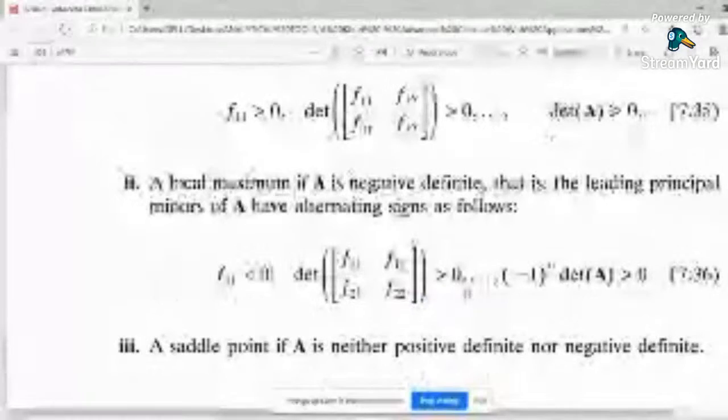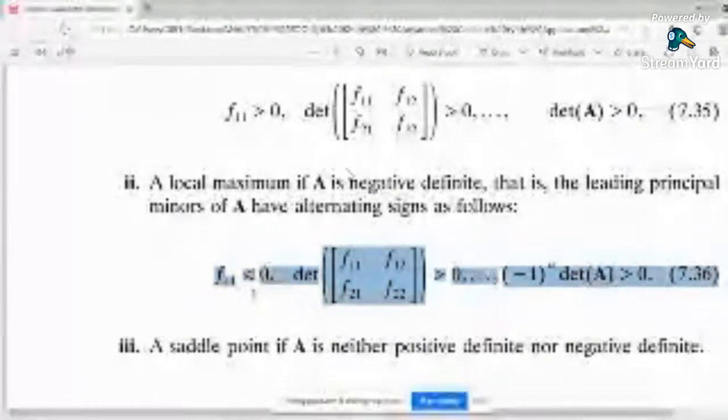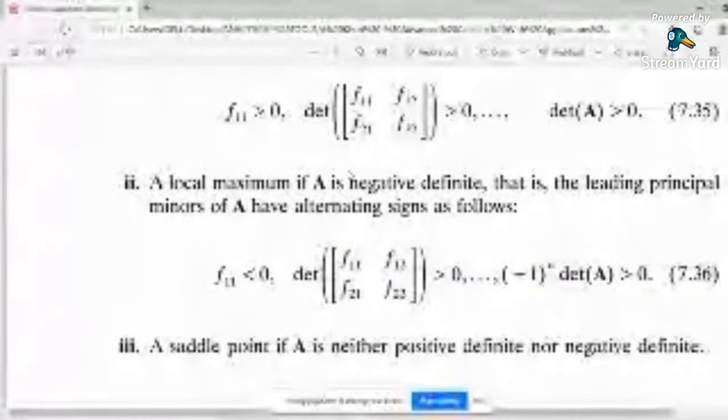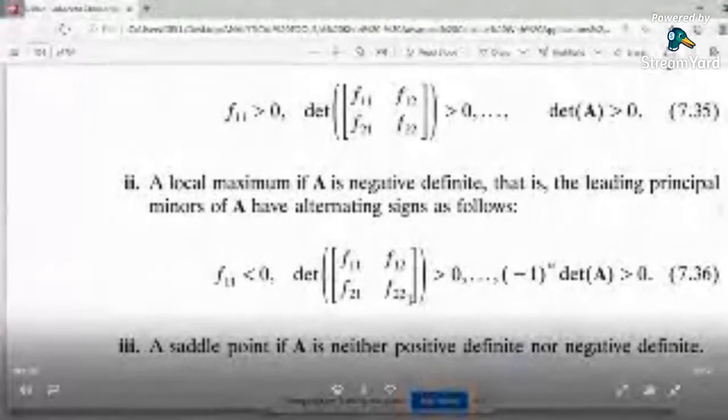So for the next condition, similarly, we can say for the second condition that here we have to note that this is not all less than 0. When we say that the matrix is negative definite, the first element is negative, the determinant of the second principal minor is positive, the determinant of the third principal minor is negative, the fourth principal minor is positive, the fifth principal minor is negative, etc.